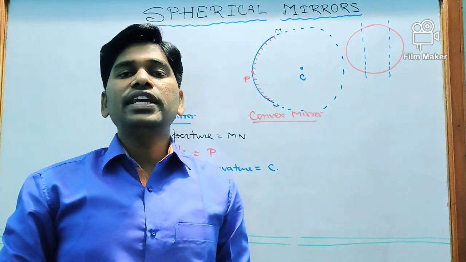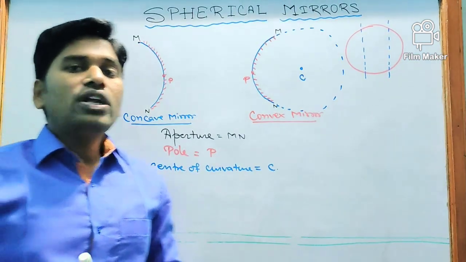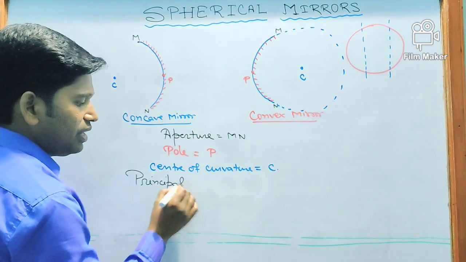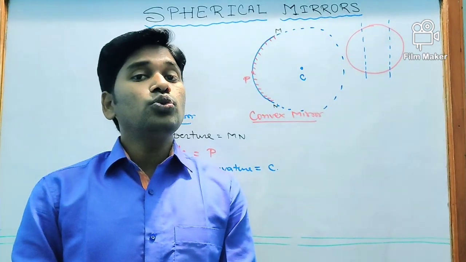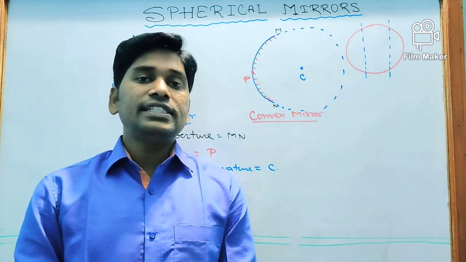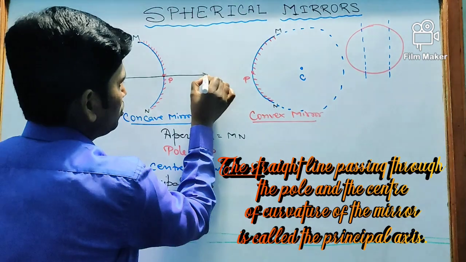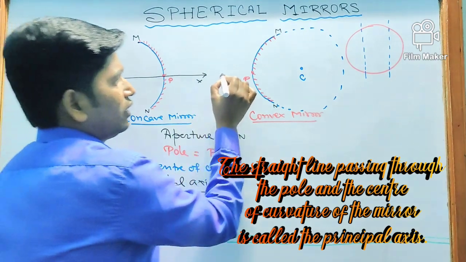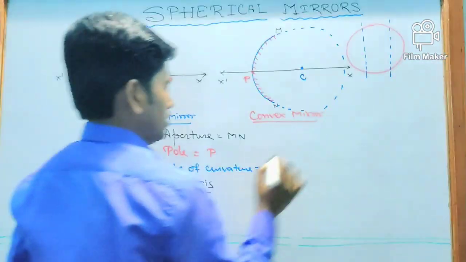Next term related to a spherical mirror is the principal axis. So what is a principal axis? A line which is passing through the center of curvature and pole is known as the principal axis. So if we draw a line passing through the center of curvature and pole, X'X, this line X'X is known as the principal axis.